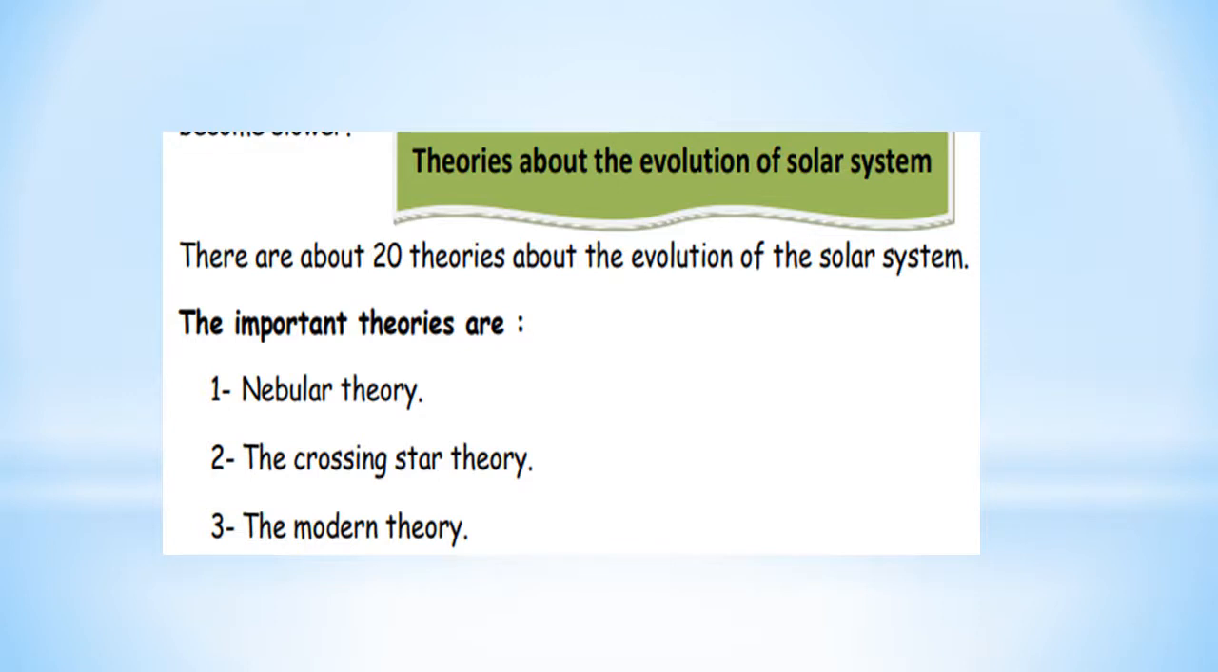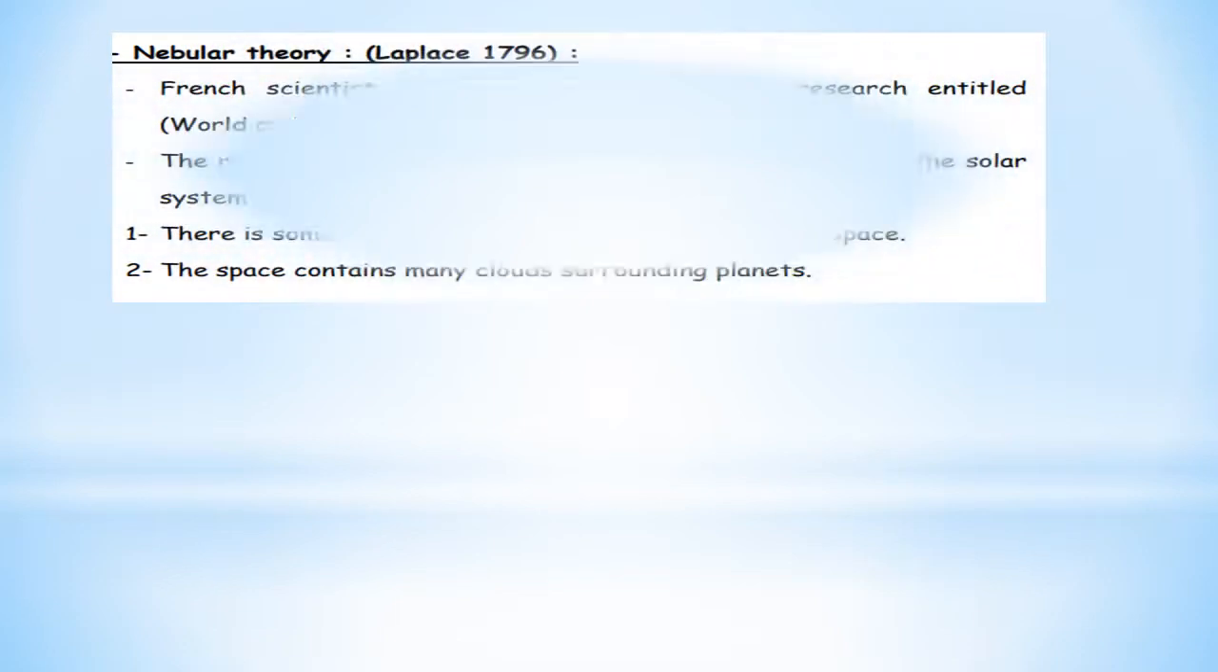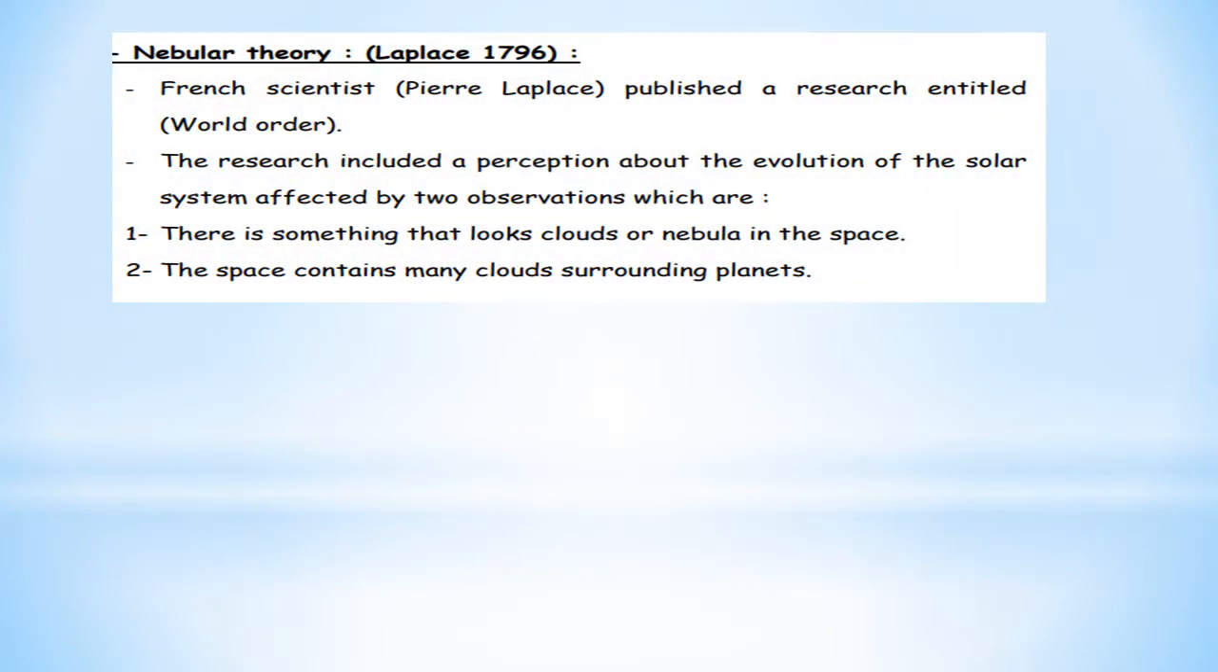After knowing the origin of the universe, we need to know the theories about the evolution of the solar system. There are about 20 theories about the evolution of the solar system. The important theories are the Nebular Theory, the Crossing Star Theory, and the Modern Theory. First, the Nebular Theory by Laplace, a French scientist. His researches said that there is something that looks like a cloud or nebula in space, and space contains many clouds surrounding planets.